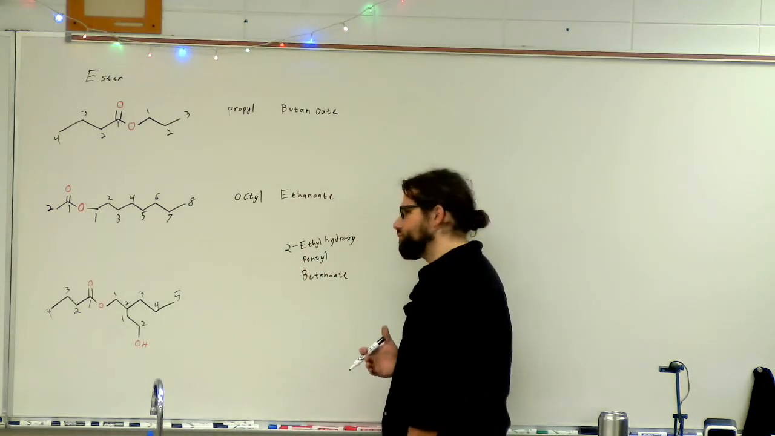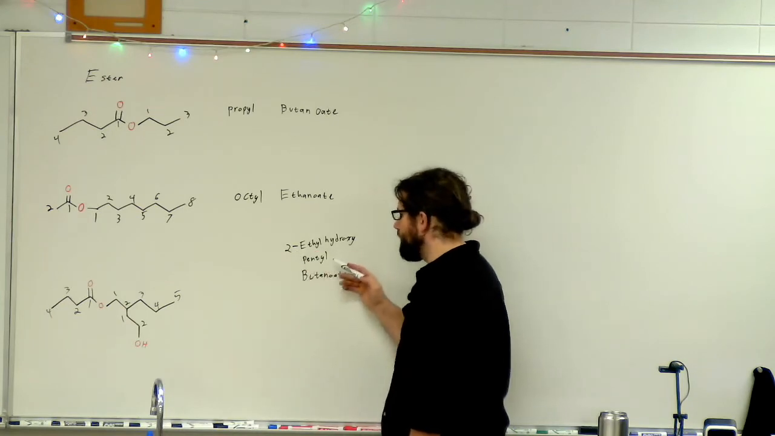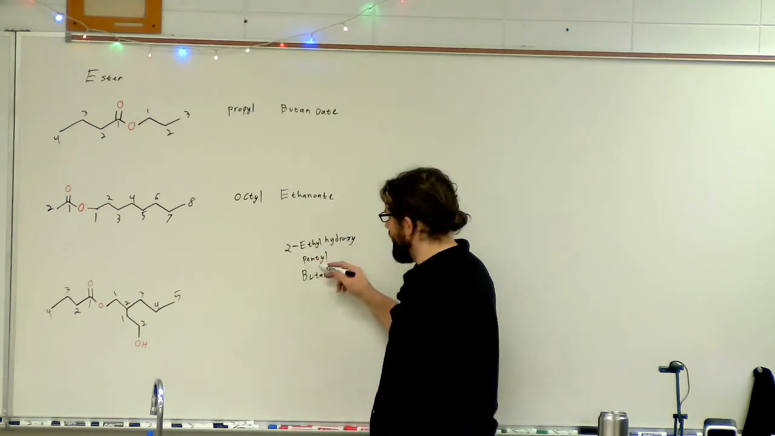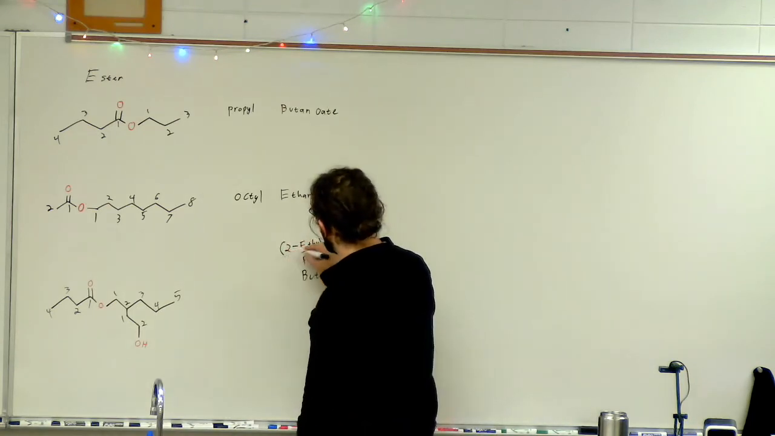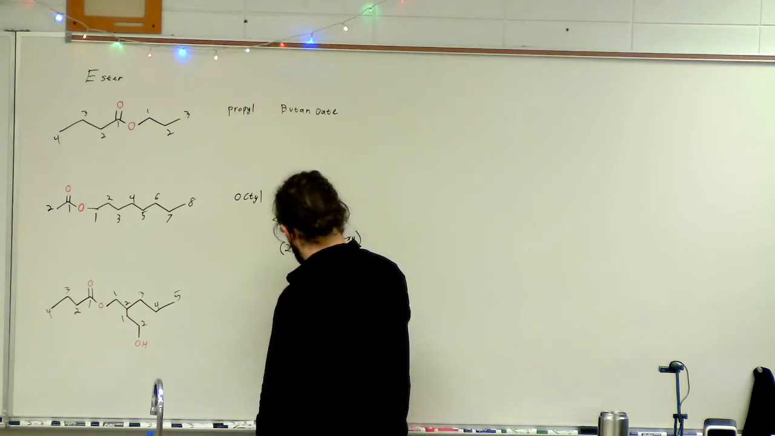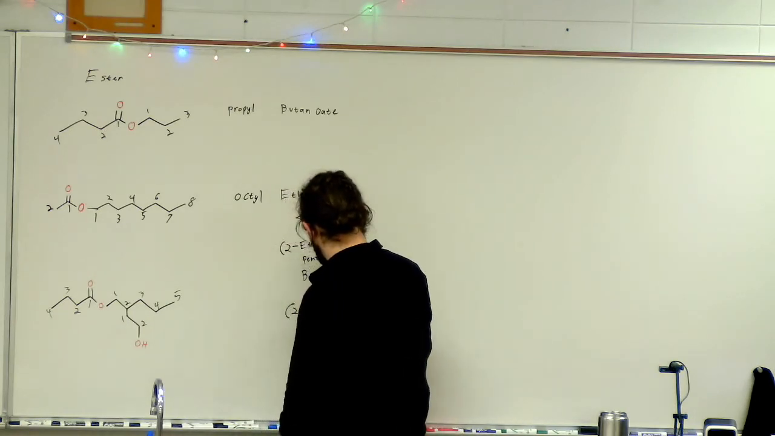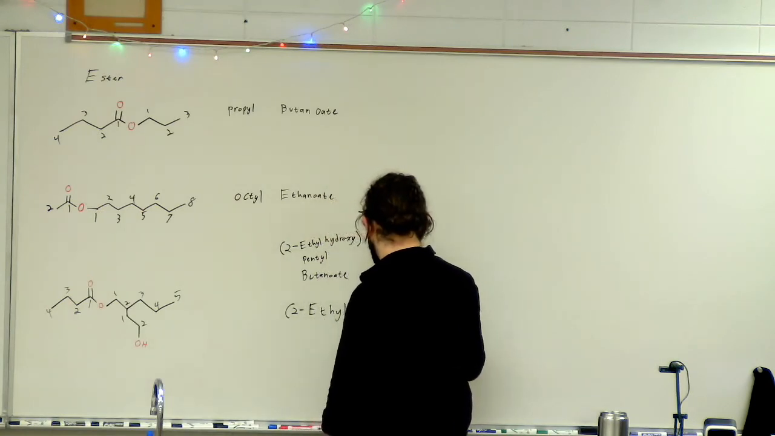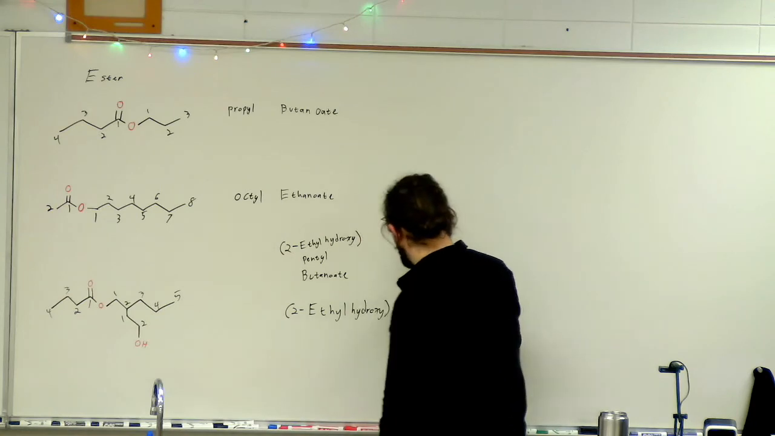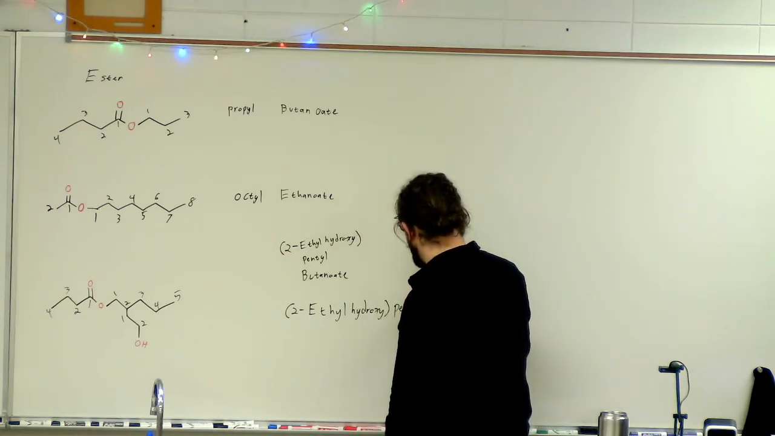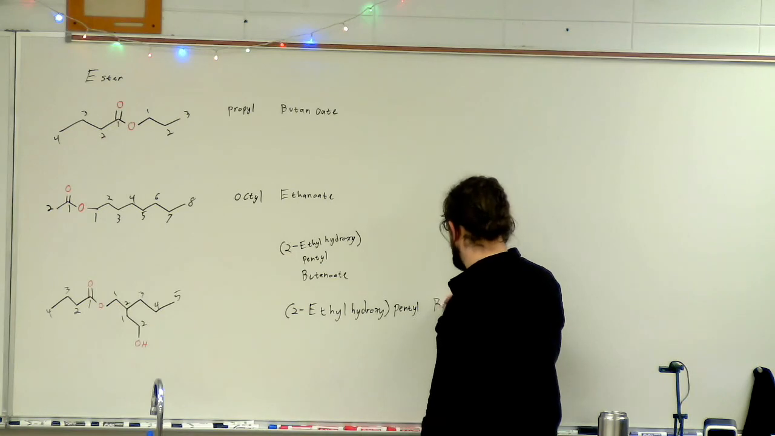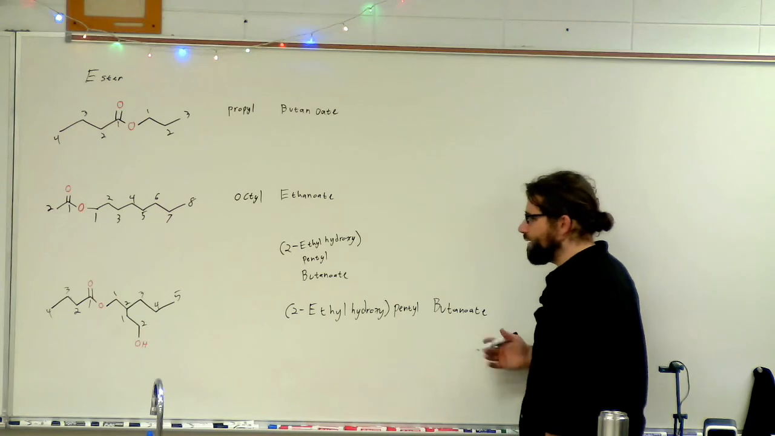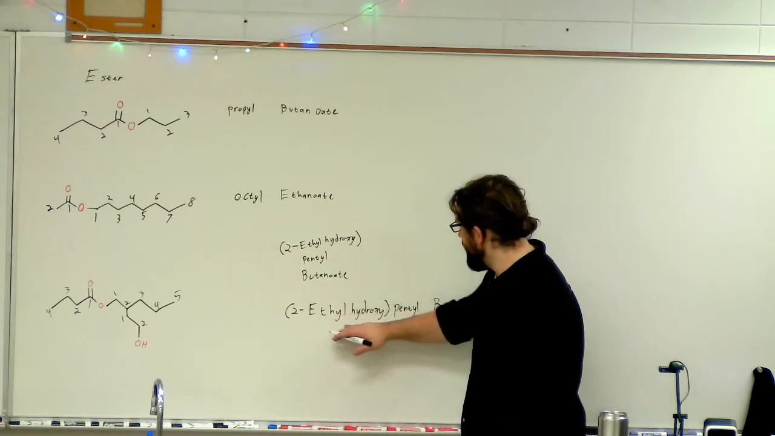So, in order to keep from saying that this is on the 2 carbon on the butanoate, I need to put this in parentheses saying that it's on the pentyl. I'm going to put that in as 2-ethyl hydroxy pentyl butanoate. There's our name. So that still goes on to this one.